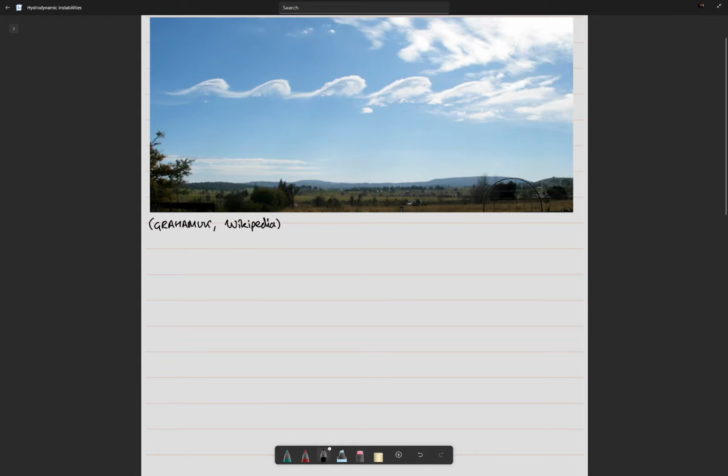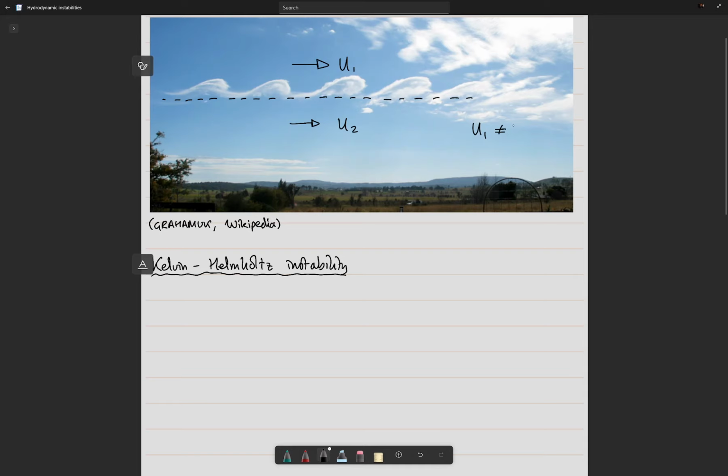And the instability we're going to focus on is actually pictured here. It's called the Kelvin-Helmholtz instability. The Kelvin-Helmholtz instability arises when you've got a shear between two layers of fluid that are moving at different velocities. So what we've got pictured here in the atmosphere is, you can imagine there's two layers of fluid here with an interface roughly with this dotted line that I'm drawing, and we've got one velocity here, u1, we've got one velocity here, u2, and u1 does not equal u2, so we get an instability.